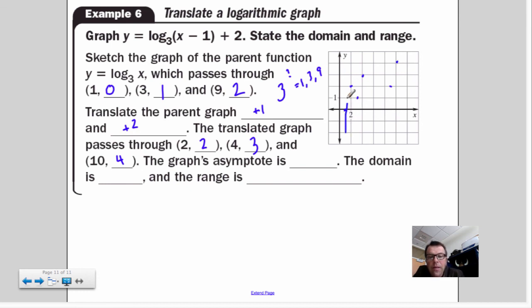Notice that my asymptote, and I didn't mention that earlier, I apologize, I do have a vertical asymptote here at x equal to 1. And why do I bring that up now? Because of the domain. The domain here is x is greater than, not 0 now, but 1. We shift that. And the range is all real numbers.